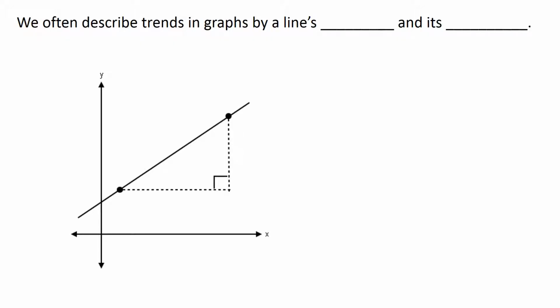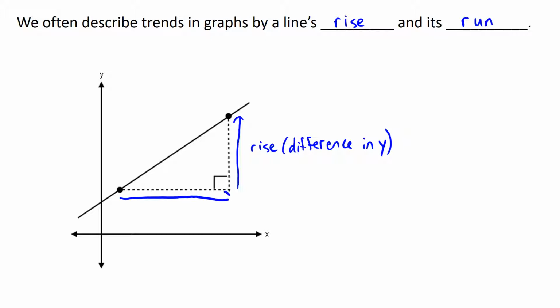We often describe trends in graphs by a line's rise and its run. The rise of a graph is the change in its y value as a line runs along. So rise here is how far the line increases over a certain amount of time. We call this the difference in y values. Difference in y.